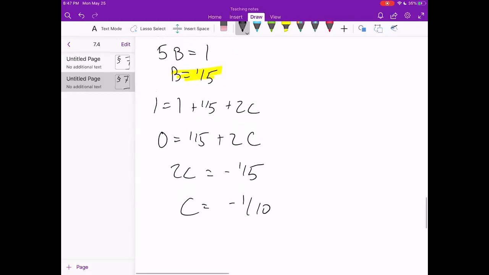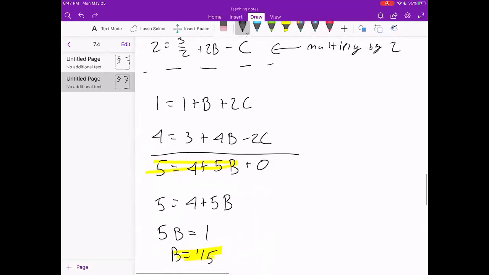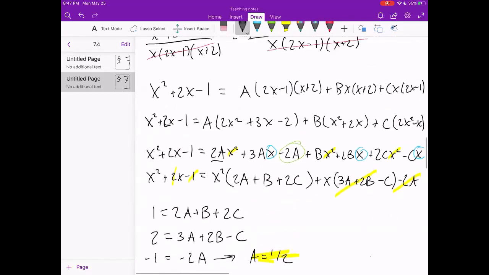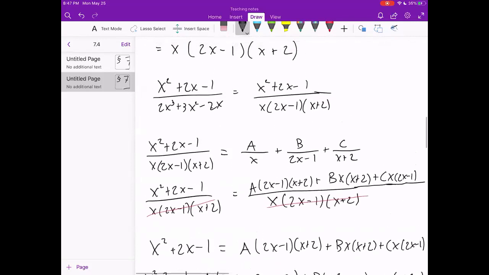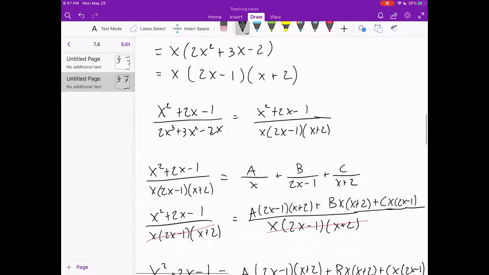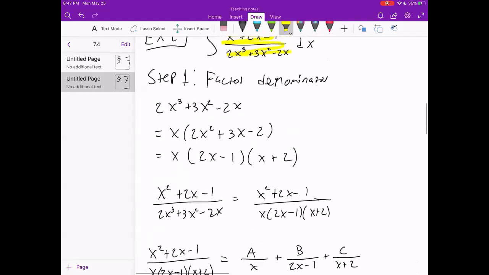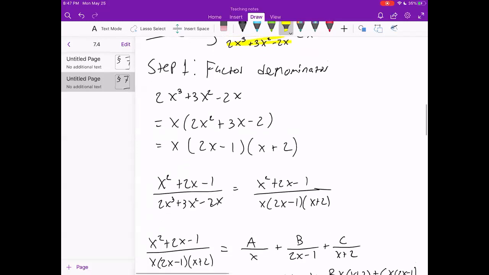So now, why did we do all that? That was a really long process. Why were we doing that? The point of this was, if I scroll back up, you can do this in the notes if you want, since I'm going to try and upload these. The idea was, I wanted to take what I was integrating here, the x squared plus 2x minus 1 over 2x cubed plus 3x squared minus 2x. And I wanted to figure out how to split it up like that very first example at the beginning of this section.